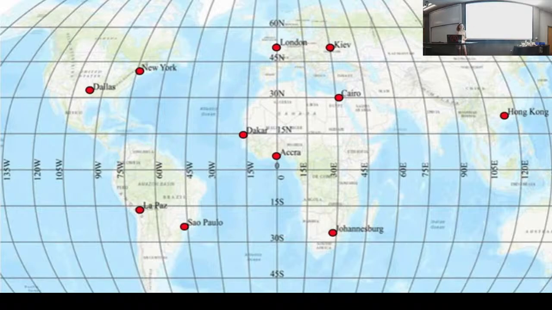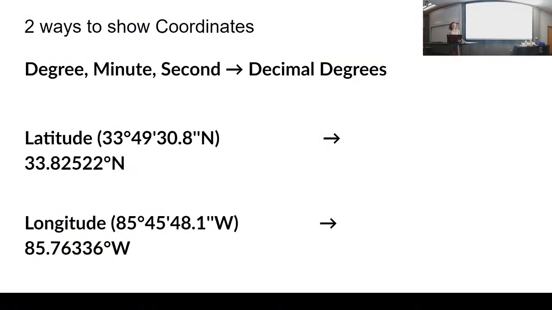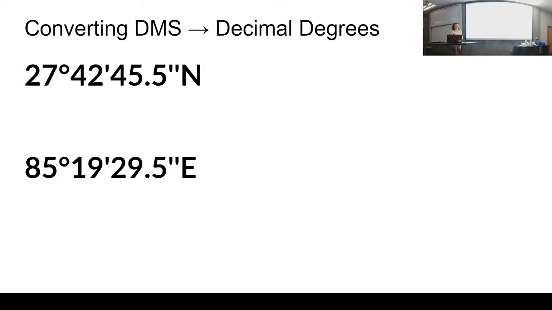So that's how you find latitude and longitude coordinates, or find the country that you're looking for. Just use this like a grid, and then just find your points. We also learned how to convert coordinates. You can either have them as degrees, minutes, and seconds, and then you can convert them into decimal degrees, or you can go from decimal degrees into degrees, minutes, and seconds. So we're going to do some practice problems to go over this real quick.